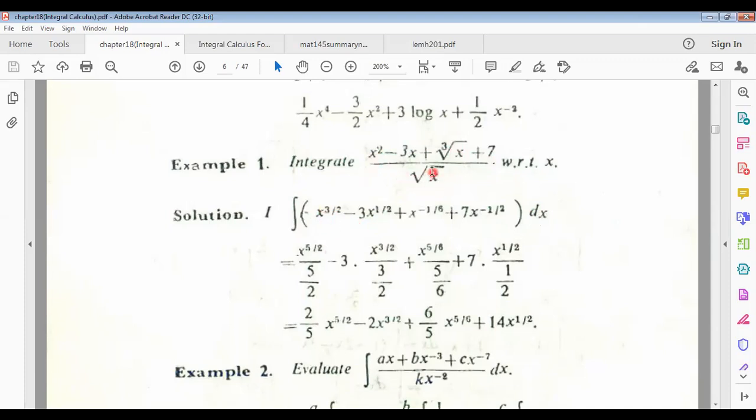Root over x means what? X to the power half. So the base will be the same and the powers will be subtracted or added. Similarly, using the power rule, x to the power n plus 1 divided by n plus 1. That means x to the power 3 by 2 plus 1 divided by 3 by 2 plus 1. X to the power half plus 1 divided by half plus 1. X to the power minus 1 by 6 plus 1 divided by minus 1 by 6 plus 1. X to the power minus half plus 1 divided by minus half plus 1. Okay. So we get this integration.